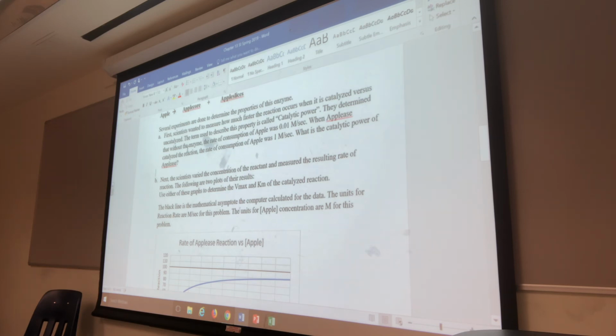They determined that without this enzyme, the rate of consumption of this reactant was 0.01 molar per second. But when the enzyme was included, the rate of consumption increased up to 1 molar per second. What is the catalytic power of the enzyme? Anyone know? 100. The answer is 100.